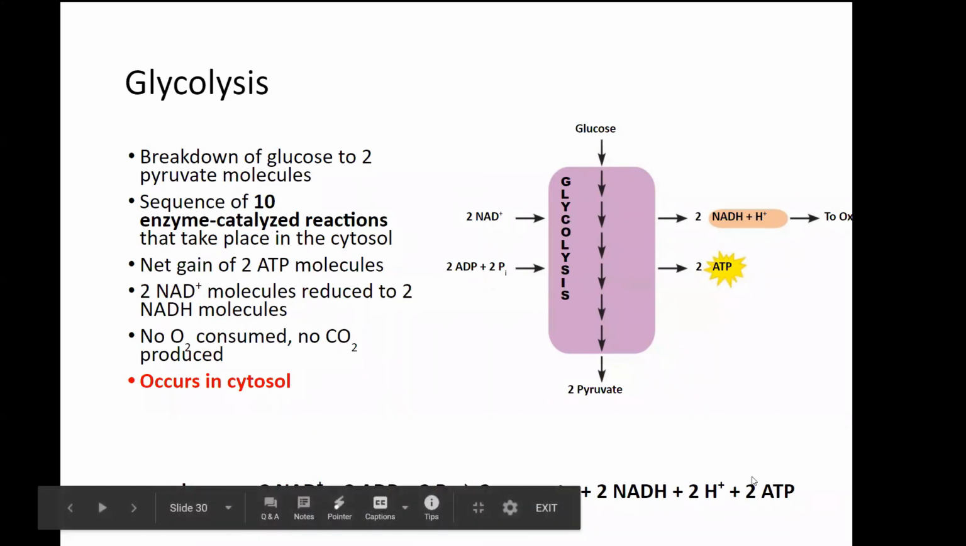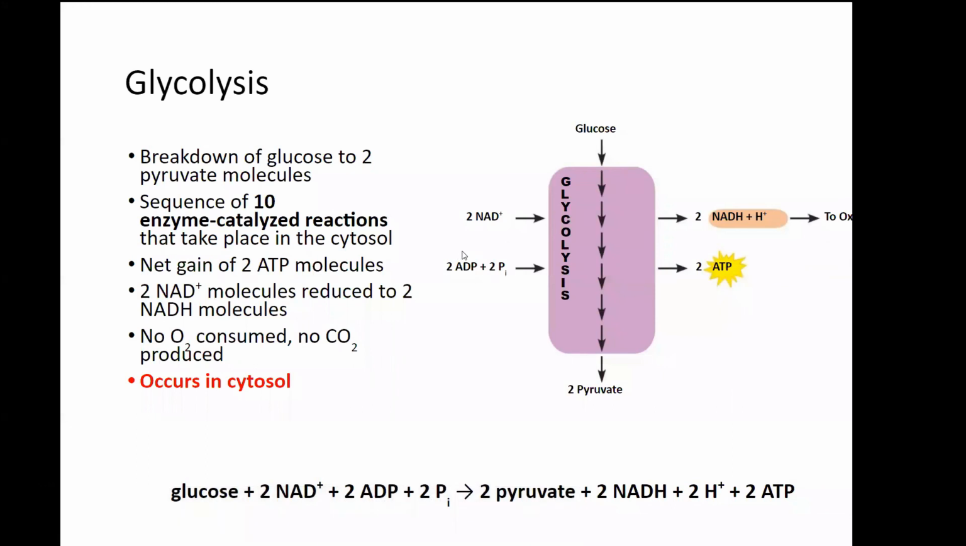Okay. So if we wanted to write out an equation for what's happening in just glycolysis, it would look different than our equation for all of aerobic respiration. So we'd see that we have glucose, we add in 2 molecules of NAD, we add in 2 molecules of ADP, 2 phosphate groups. We get out 2 molecules of pyruvate, 2 molecules of NADH. So we reduced our NAD. We have 2 free-floating hydrogen ions, and we have 2 molecules of ATP. Okay.